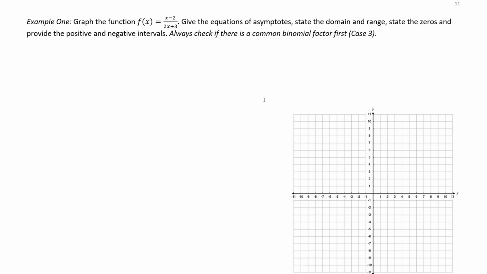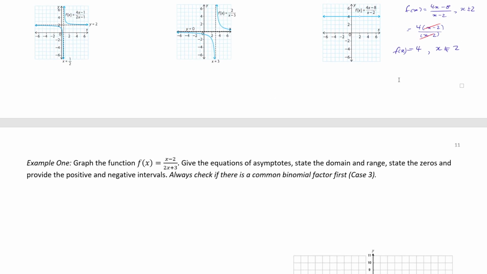So it says graph the function f of x is equal to x minus 2, give the equations of the asymptotes, state the domain, range, state the zeros, provide the positive and negative intervals. Always check if there is a common binomial factor first. So what we mean by common binomial factor is, is there a factor in the numerator or the denominator that we can cancel? Like in the previous example that we just did here, the common binomial factor in the numerator and the denominator was x minus 2, and we canceled that out.